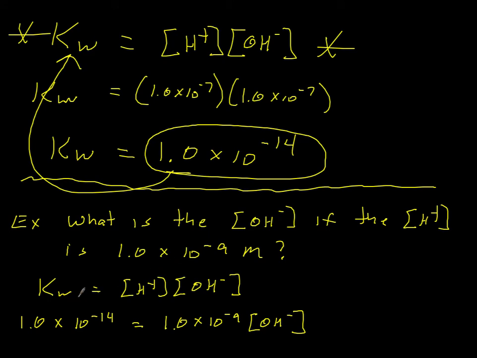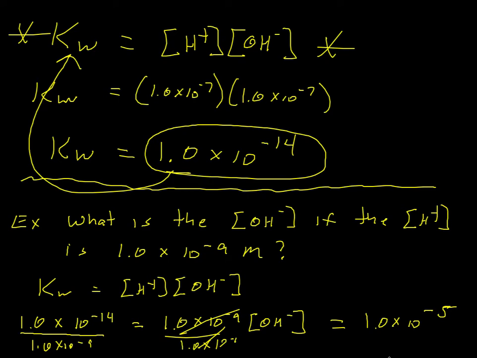So this is just a simple algebra problem. Solve this algebraically. We have this is your x, divide both sides by 1.0 times 10 to the negative 9th. When you do that, that cancels out, and OH is equal to 1.0 times 10 to the negative 14 divided by 1.0 times 10 to the negative 9, and that's equal to 1.0 times 10 to the negative 5 would be the OH concentration.